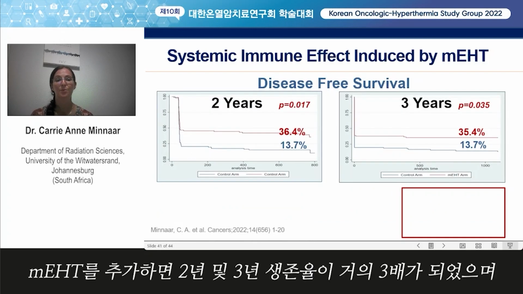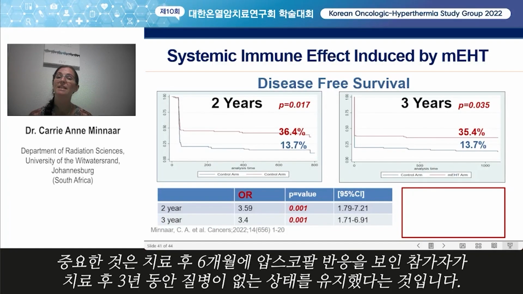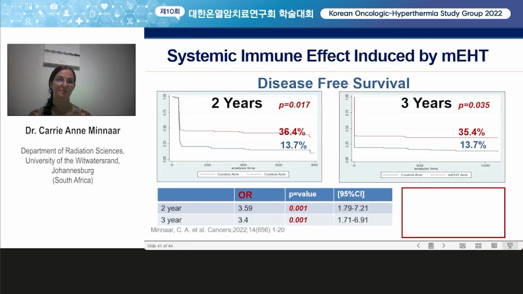Okay, we've reported on 2 and 3 year survival, which was almost tripled with the addition of MEHT. And importantly, the participants with the abscopal response seen at 6 months post-treatment remained disease-free at 3 years post-treatment, with the exception of 2 participants whose deaths were not disease-related.